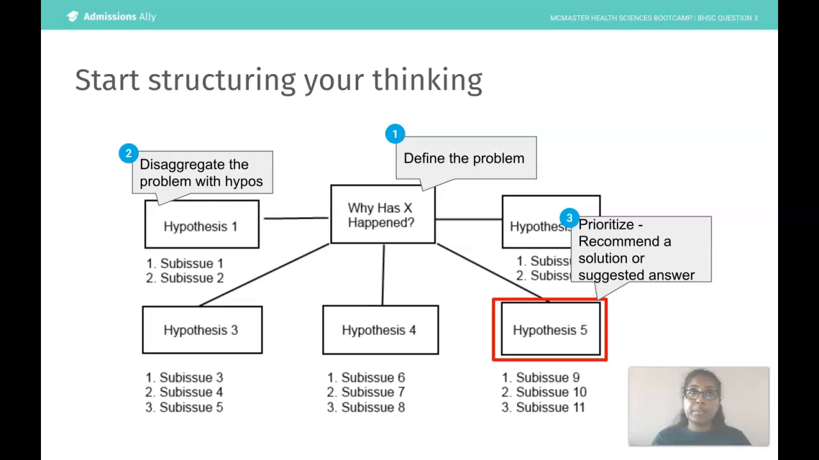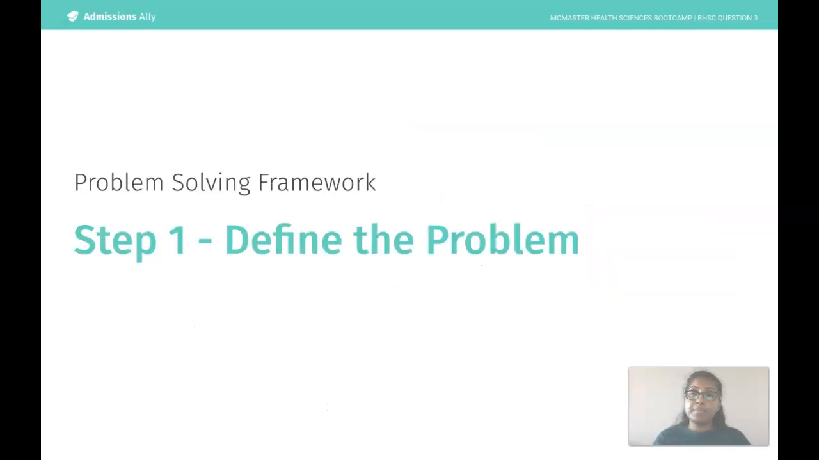And once you have those hypotheses, you want to be able to prioritize one and recommend a solution or a suggested answer. In an experimental setting, you might design an experiment to validate your hypothesis. In this case, we're just going to use the facts that are given to us and some assumptions that we made to support why we believe that hypothesis is correct.